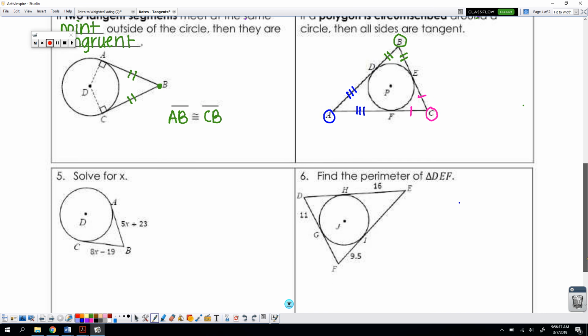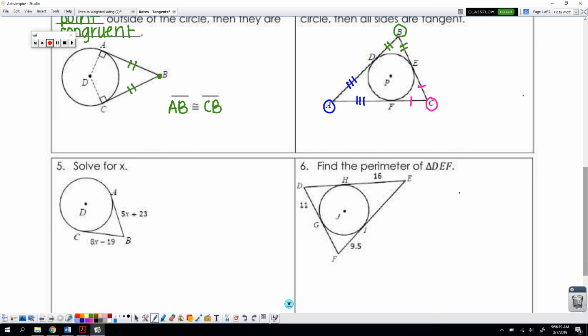So for number 5, it should be very simple. These two are tangents, so these are congruent. If they are congruent, we set them equal. 8x minus 19 equals 5x plus 23. I'm going to pause. You can go ahead and solve. All right, and I got x equals 14. Now what I do is I look at number 6.